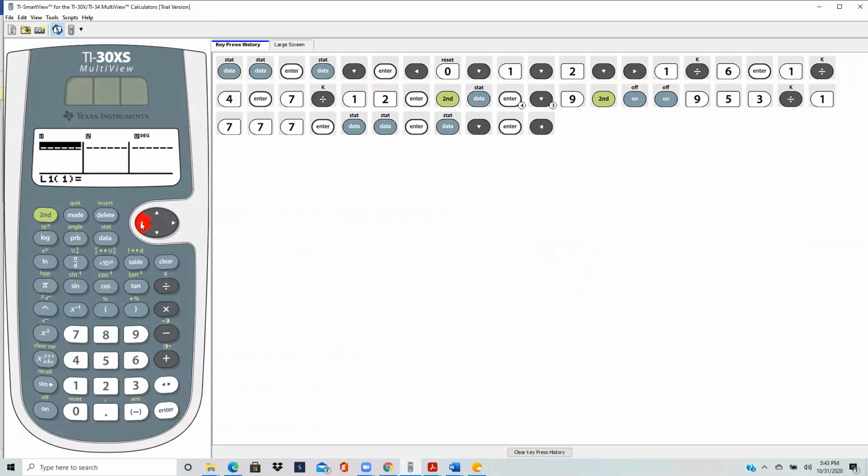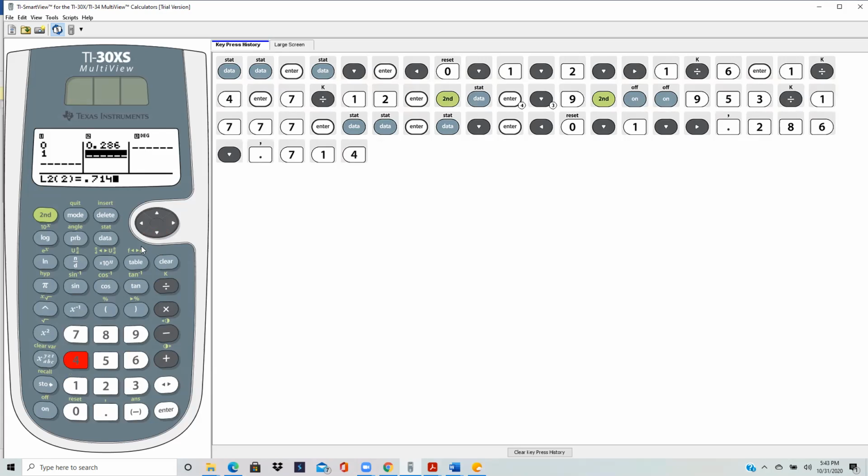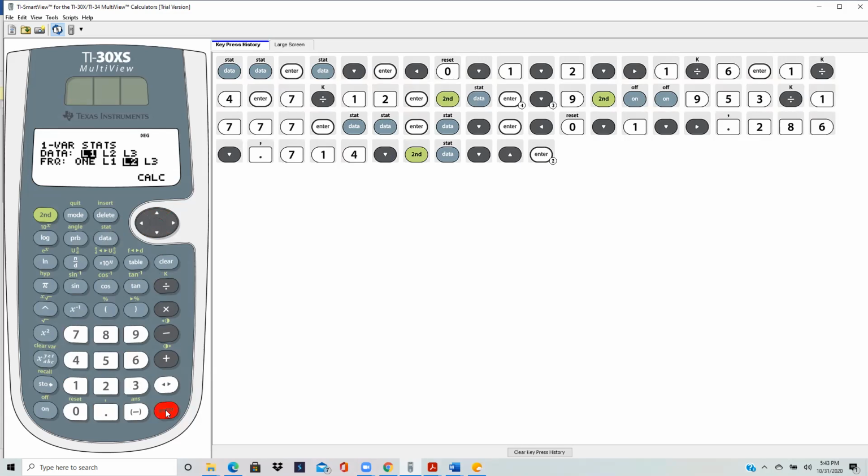Now we can enter the values, and the values were 0 and 1. So 0, scroll down, 1, scroll down, and then you enter the probabilities. They were 0.286 and 0.714. Scroll down to make sure it's registered, and now second stats. It's one variable stats, enter, data is in L1, frequencies or probabilities in L2, and calculate.